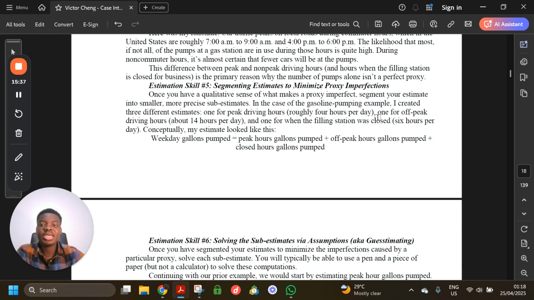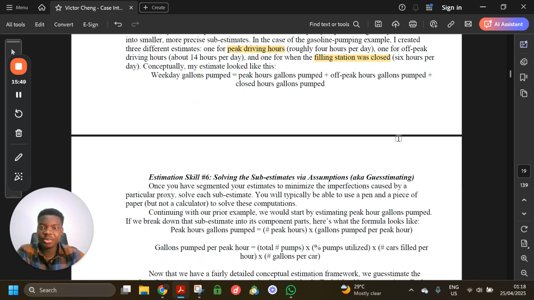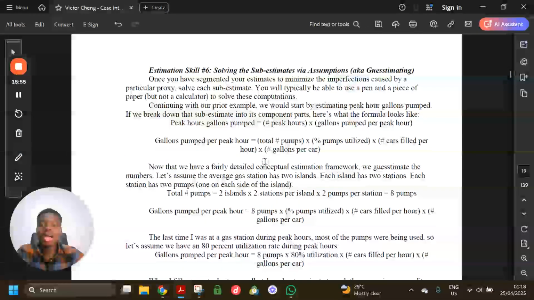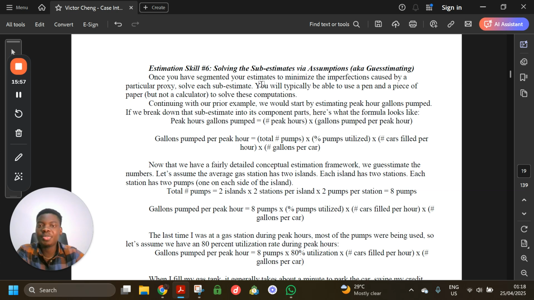So first, he creates 3 different estimates: one for peak driving hours, another for off-peak hours, and another for when the filling station is closed. And so you have a formula: weekday gallons pumped is peak hours plus off-peak plus closed hours. Now, like I was saying just now, being able to sub-estimate each of those breakdowns that you've made is also called guesstimating.